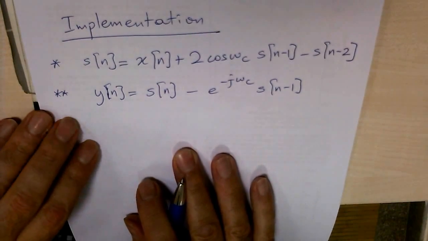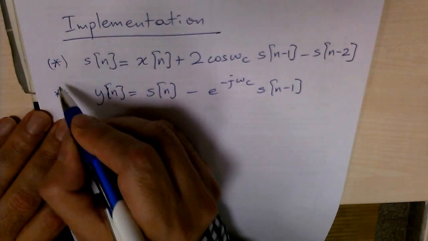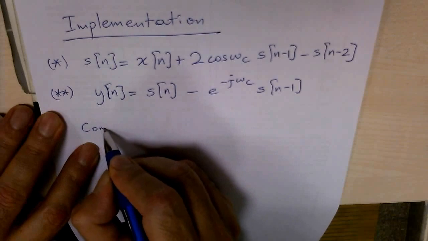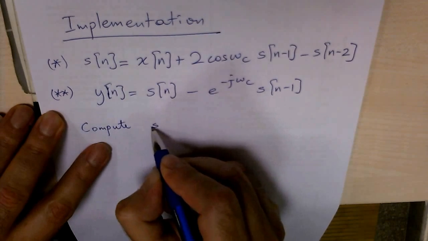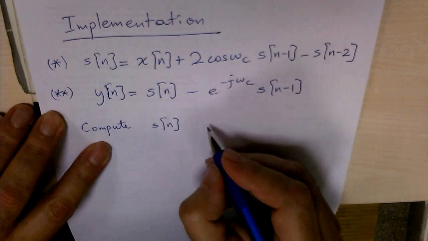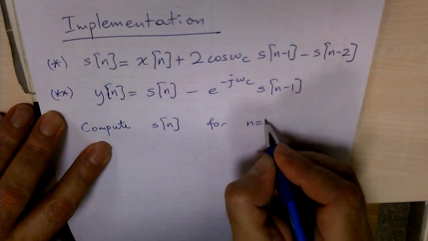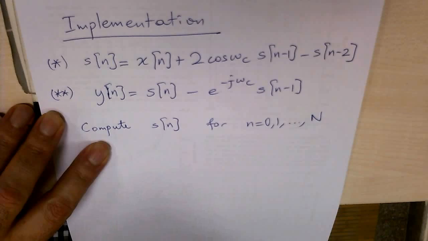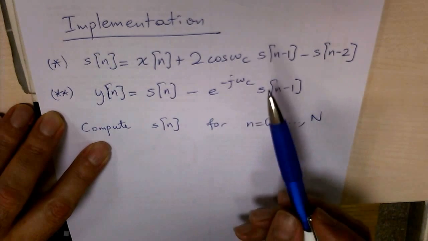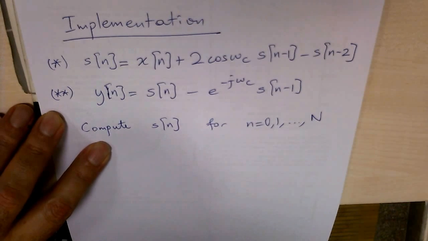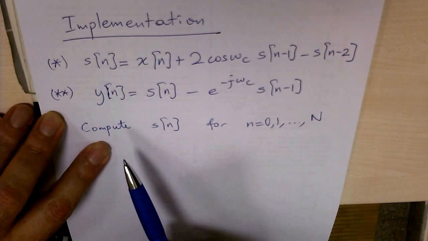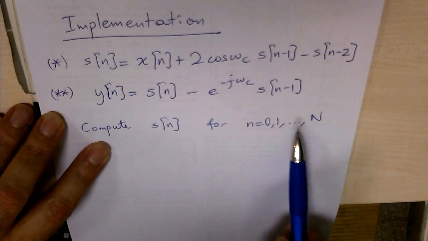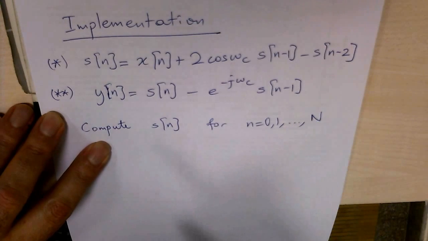Okay, so we compute equation star for n is equal to 0, 1, all the way up to capital N. Okay, and we assume that S[-1] and S[-2] are equal to 0. We compute S[n] for n from 0, 1, all the way up to capital N.